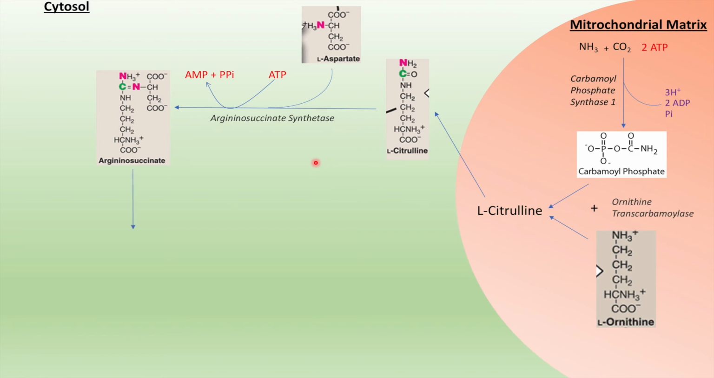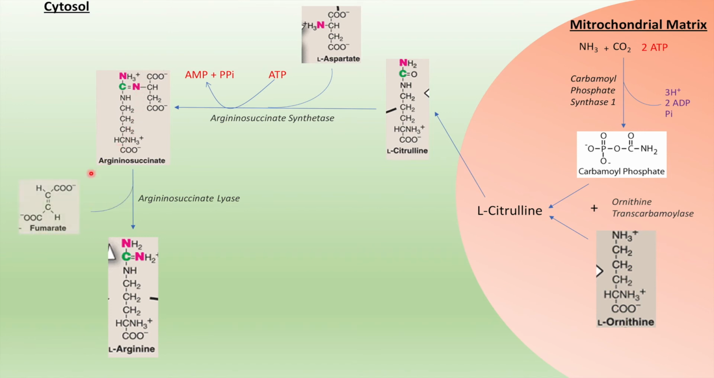Now, arginosuccinate is turned into arginine. Remember how I said whenever it's ase or lyase, it means it's breaking down. So argininosuccinate lyase breaks down arginosuccinate to form arginine. And what is the byproduct? Obviously, when there is a breakage, there is always a byproduct. So the byproduct here is fumarate.